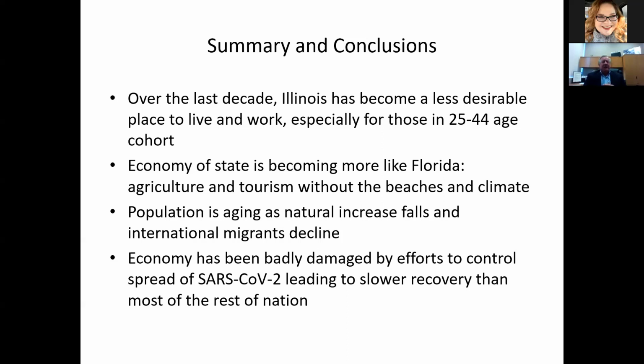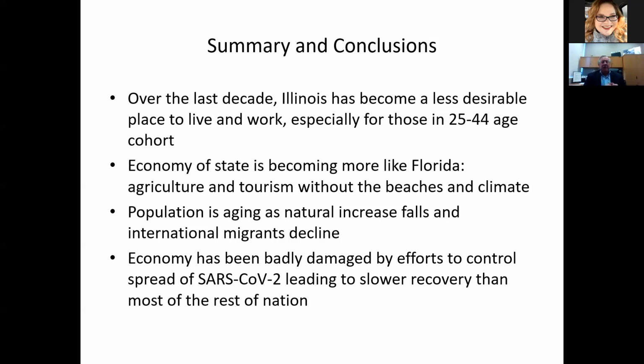The economy of the state is actually becoming more like Florida. Our agricultural sector is growing. Tourism is becoming a more and more important part of the economy of the state. Our only problem is, unlike Florida, we don't have the beaches and climate, and we will have to figure out some way to address the issue of the structure of the state's economy. Population is aging as natural increase, births minus deaths, declines, and the number of people that enter the state and stay here from other countries declines as well.